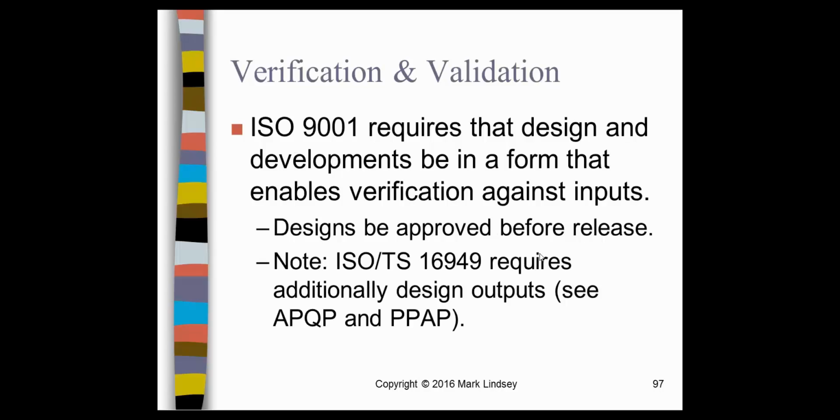So ISO 9001 requires that design developments be in a form that enables verifications against inputs. And designs need to be approved before release. ISO TS 16949 requires additional design outputs to define the APQP and the production part approval process. But as mentioned earlier in the course, they're not going to test you to the 16949. Test questions are going to be based more on ISO 9001.